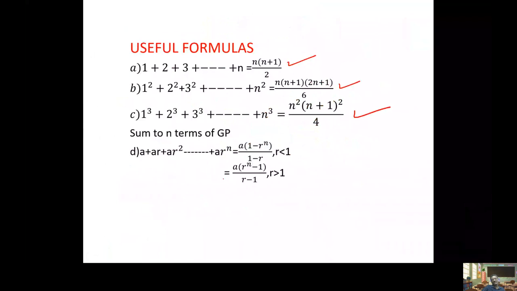Sum to n terms of the GP, a plus ar plus ar squared plus etc. ar raised to n. What is it? It is a into 1 minus r raised to n by 1 minus r if the value of r is less than 1, or a into r raised to n minus 1 by r minus 1 if the value of r is greater than 1.